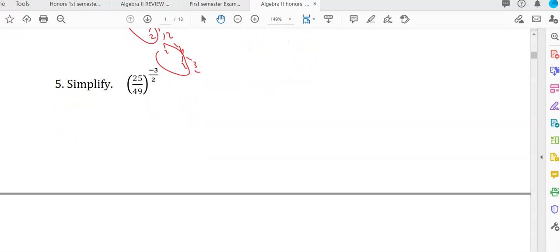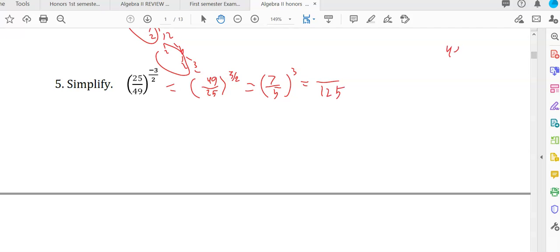Negative exponents, you got to flip the fraction inside of there. So it's going to be 49 over 25 to the 3 halves. I'm going to do the root first. So second root is the square root of each term. So that's going to be 7 over 5. Still has to be put to the third power. Wow, I think that's 289, but I'm not totally confident.